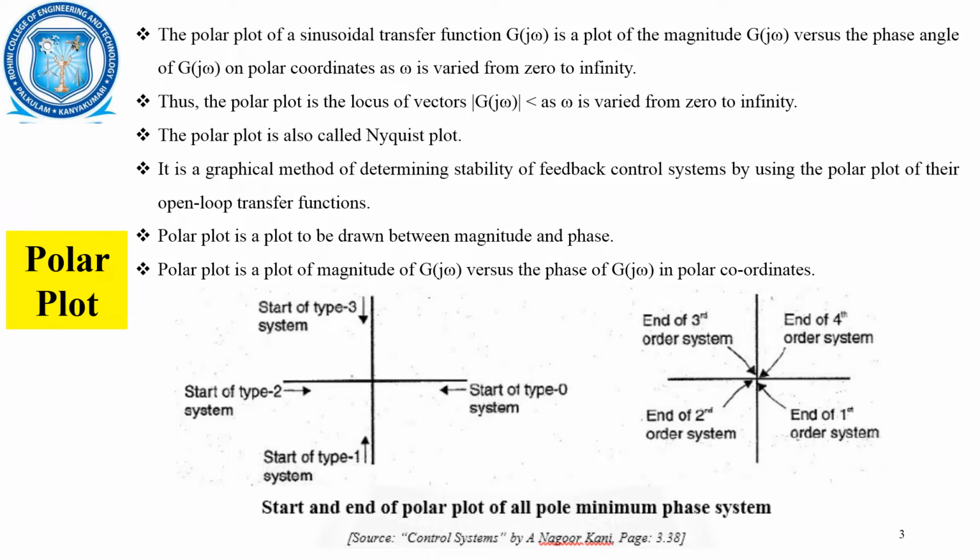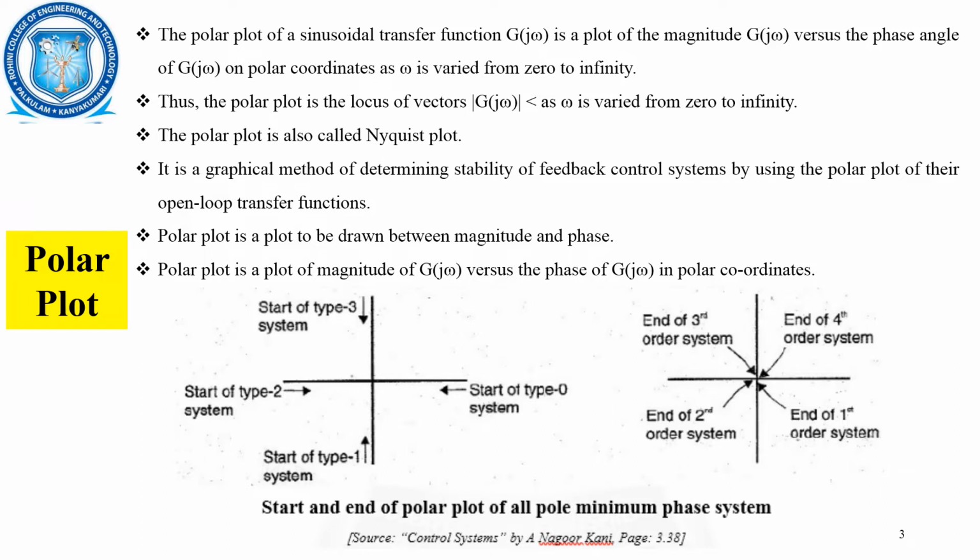Normally we know what order is. It is the maximum power of the s value in the denominator polynomial of the transfer function, and type number is nothing but the number of poles present at the origin. So let us consider the type number of the system. It may be a type 0 system, type 1, type 2, type 3, etc.